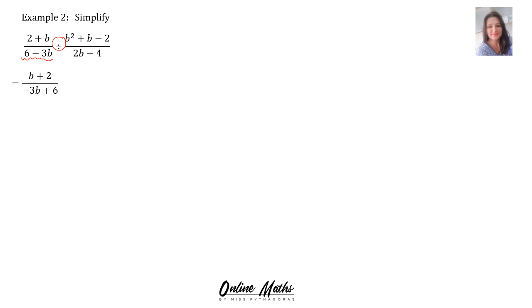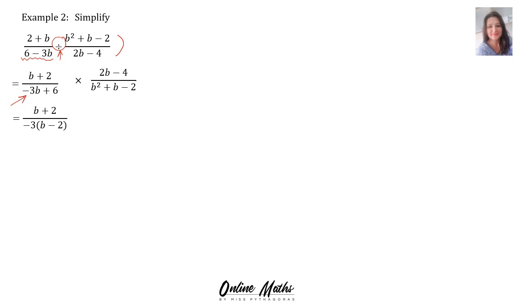And then you're going to turn the division into a times, and remember the term to the right of the division sign is the one that you're going to swap. In the next step, I'm going to factorize the denominator. I'm going to pull out minus 3 as a common factor.